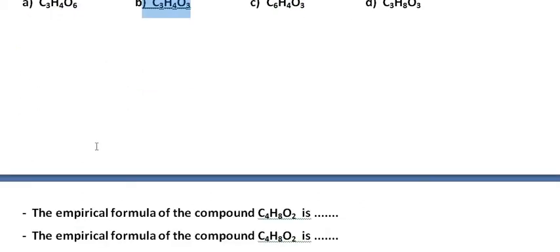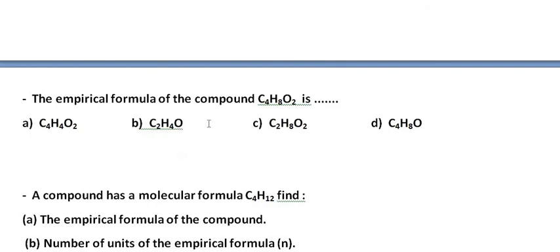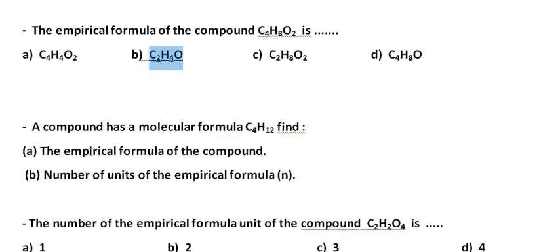In the same way, for the empirical formula of this compound, look for the greatest common factor. Here it is 2 over 2 over 2. You get 2, 4, 1. This is the answer of this question.